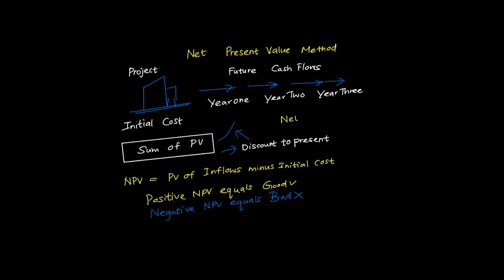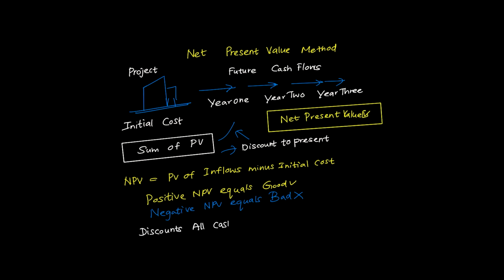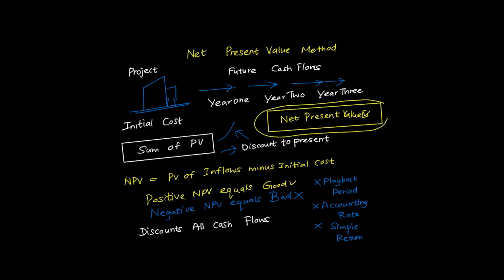This differs from payback period, which only measures how quickly you recover your investment without discounting. It differs from accounting rate of return, which uses accounting profits instead of cash flows. And it differs from simple return, which ignores the time value of money completely. Net present value is the gold standard because it accounts for all cash flows, timing, and the time value of money.